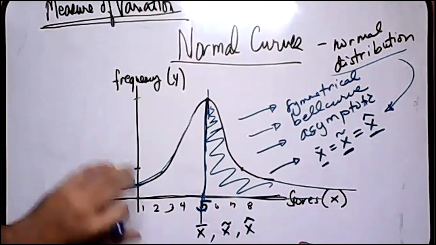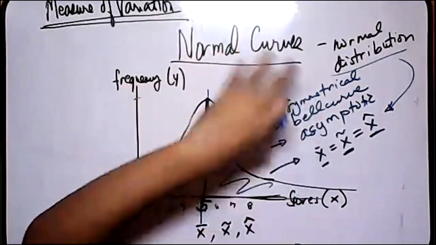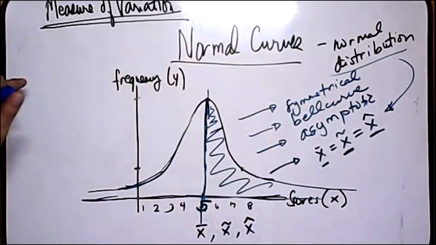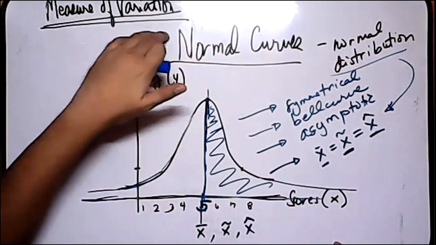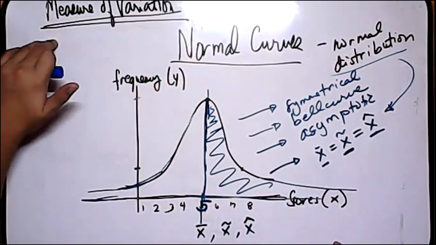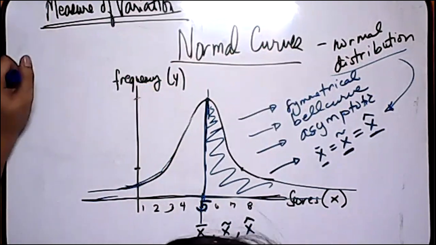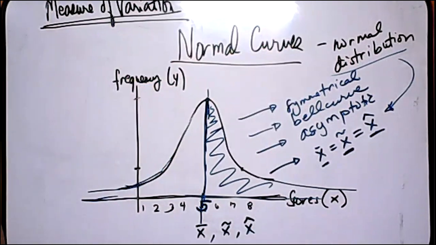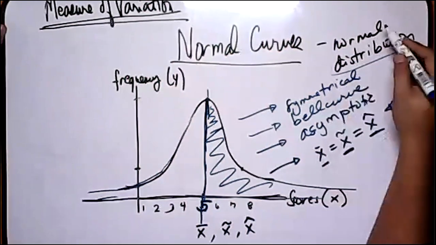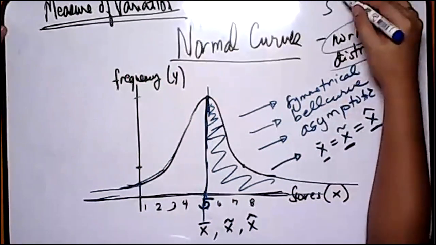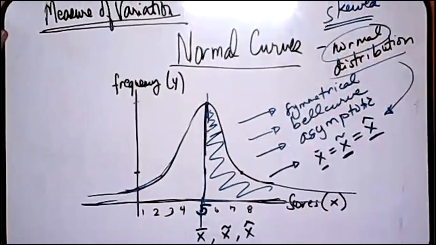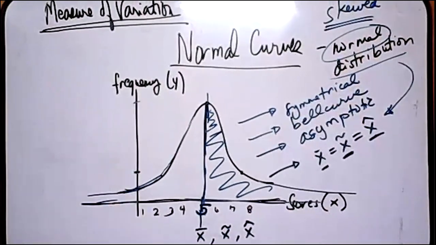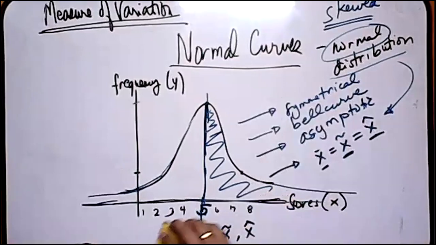Naintindihan nyo? So that is the normal curve. Now, bakit ko to pinaliwanag sa inyo? Kasi dapat alam nyo to in understanding the measures of variation. Now, may mga pagkakataon na hindi normal ang ating distribution. Ang kabaligtaran ng normal distribution ay skewed distribution. Mamaya, pag-uusapan natin yan. Skewed distribution. Okay? Let's jump first to measures of variation.